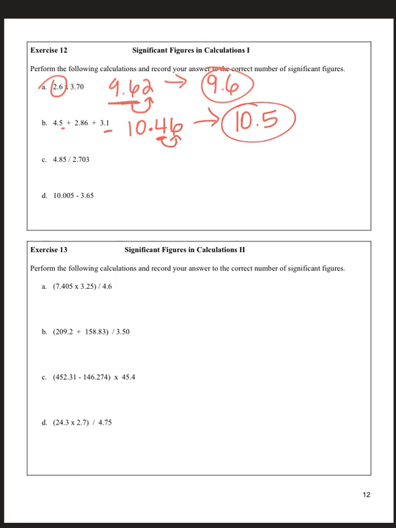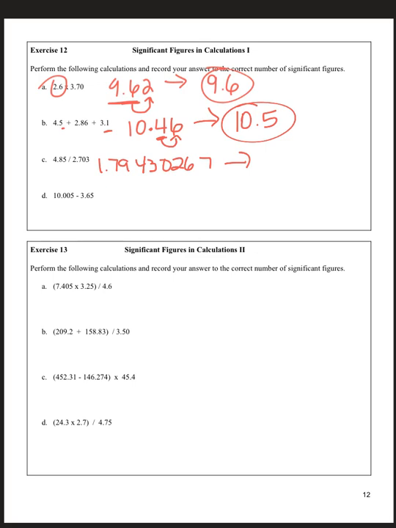All right, letter C, dividing. Take 4.85, divide it by 2.703. Your calculator gives you a very long number, and I'm not going to write the whole thing down, like 1.7943026 7. It may keep going. But again, I can't record that as my answer. That is way too precise for the numbers that went into the measurement.